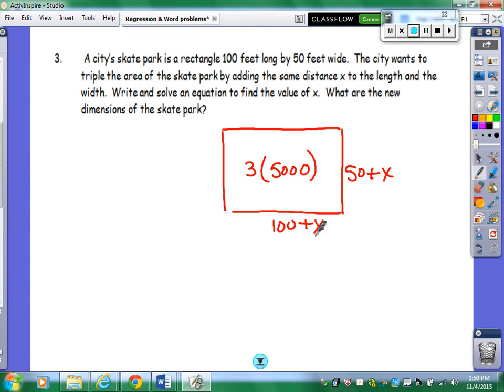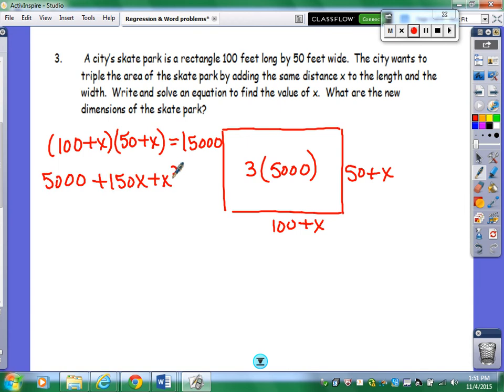Okay, so area. So we're going to go 100 plus x times 50 plus x is equal to 15,000. We're going to have to solve for x. Now to be able to solve for x in this, we need to get this in standard form. So we're going to FOIL. So we get 5,000 plus 150x plus x squared equals 15,000. All right, remember we're getting this in standard form. So x squared plus 150x, subtract that 15,000, we're going to get negative 10,000 equals 0.